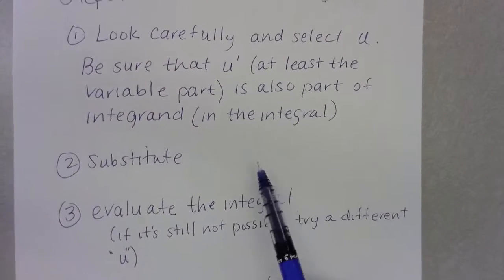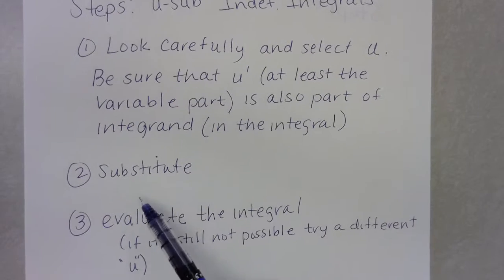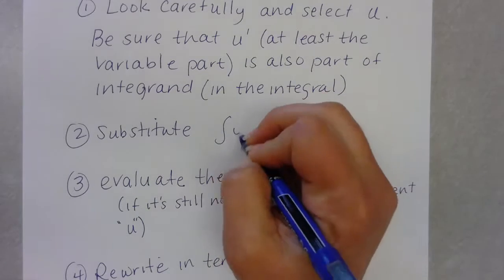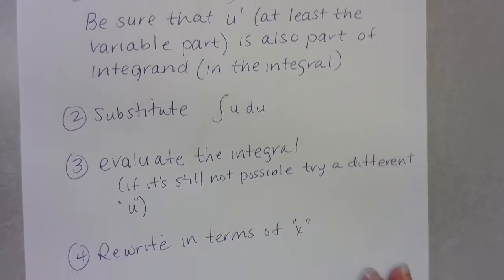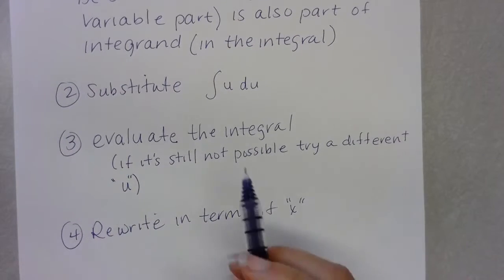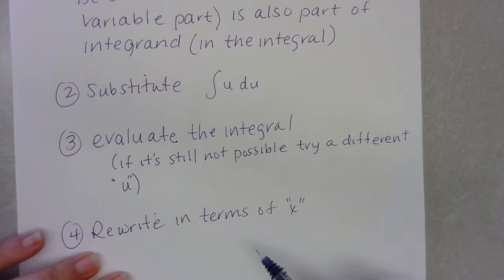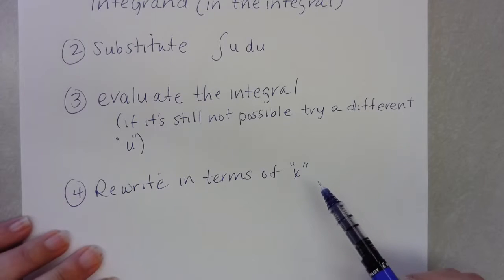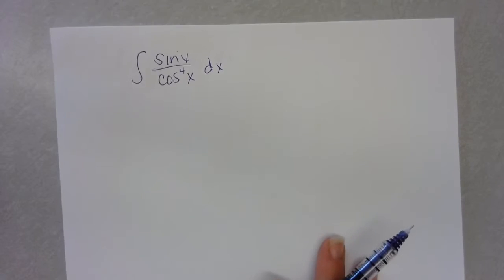So once we figure out the u and then we do the u prime, then we do the substitution. We rewrite the integral in terms of u du, okay? Then we go ahead and do it. And if it's not possible, then maybe we chose our u wrong, so maybe we should try again. And then once we do the antiderivative, we just put it back in terms of x. Okay, so that's what we did in that first step. So let's just do some of these here, okay?